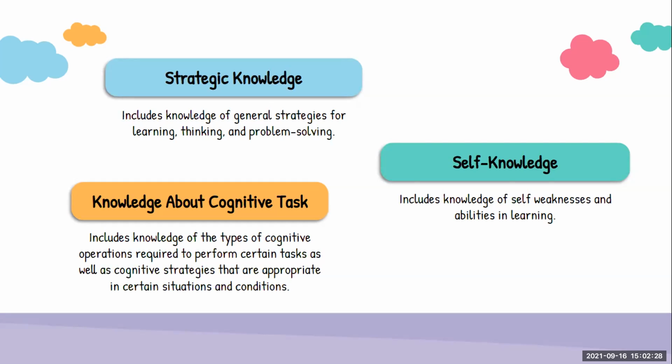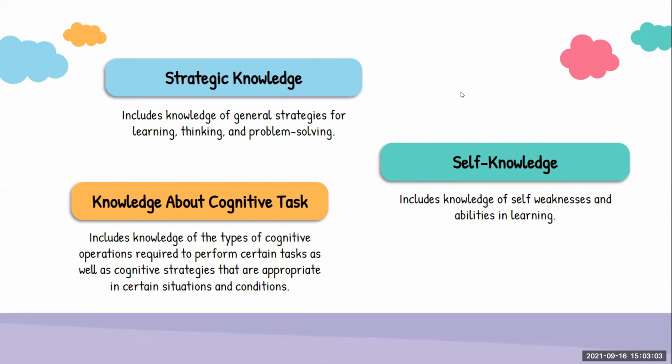Second is knowledge about cognitive tasks. This includes knowledge of the types of cognitive operations required to perform certain tasks, as well as cognitive strategies that are appropriate in certain situations and conditions. This type of knowledge includes the understanding that study books or school books are more difficult to understand than paper books, and the understanding that summarizing can be used to improve understanding.